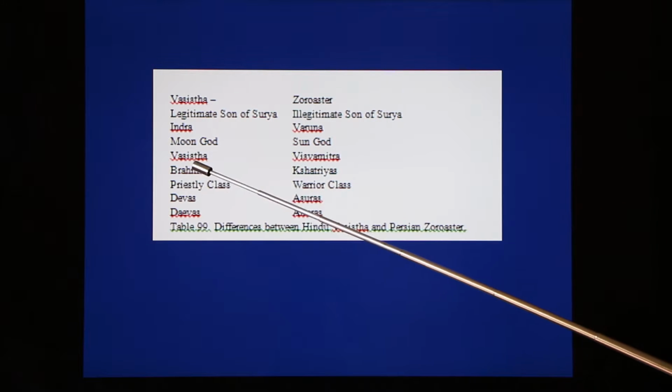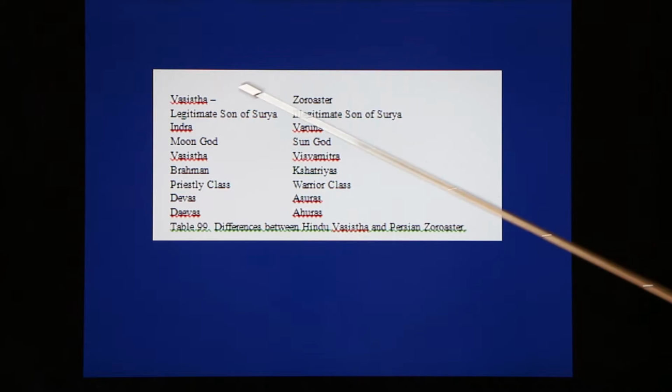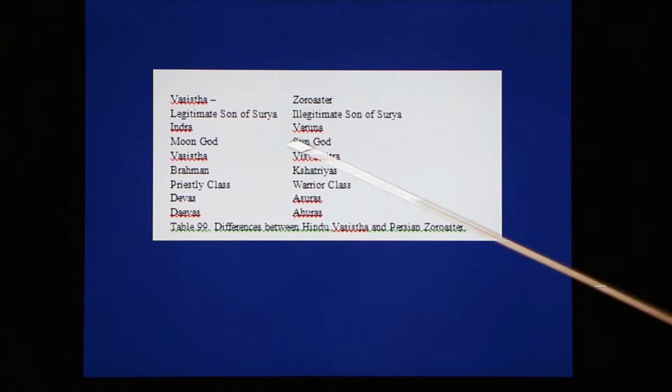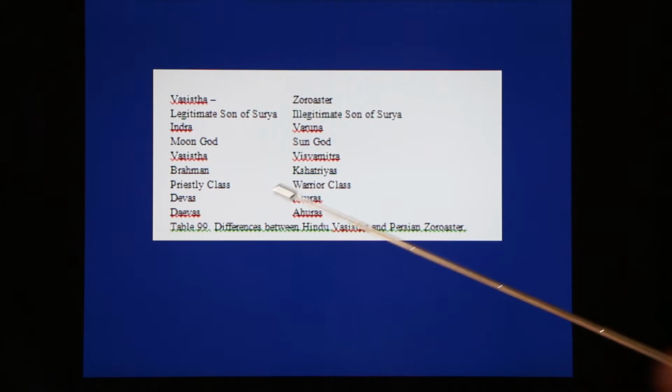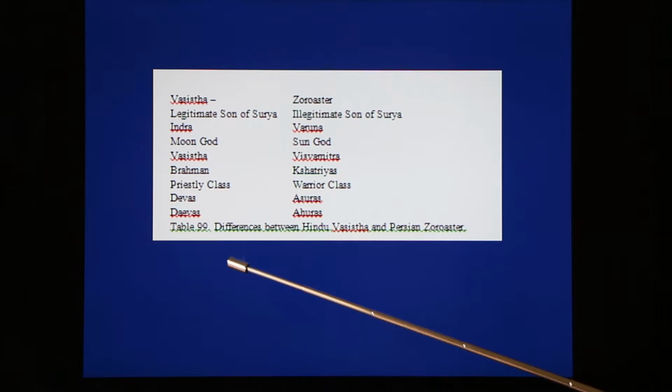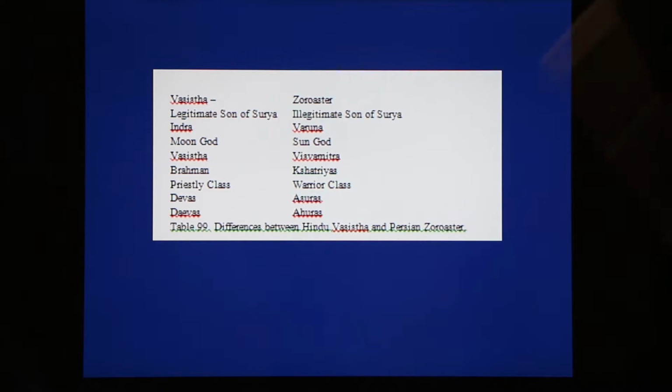They become linked with Indra and Varuna, the moon god, the sun god, Brahman and the Kshatriyas, the priestly class and the warrior class, the Devas and Asuras, and when we go to Persia, that becomes the Daevas and the Ahuras. And again, a difference between the East and the West. In the East, these are like yin and yang. They compete, but the one is not meant to destroy the other. In Persia, they are two snakes contesting, but never meaning to destroy one another.